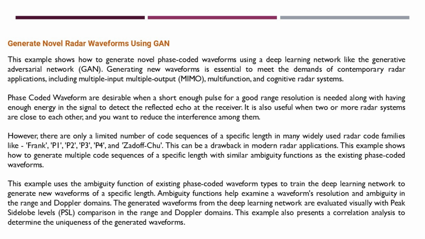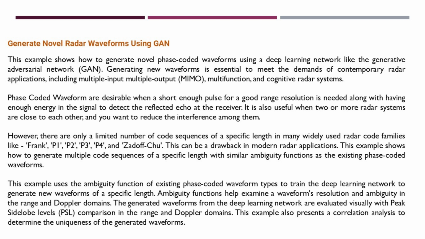Now, what exactly are phase-coded waveforms? These are radar signals that help us achieve good range resolution, meaning they allow us to detect objects at different distances with precision. At the same time, they ensure there's enough energy in the signal to detect the echo when it bounces back to the receiver.